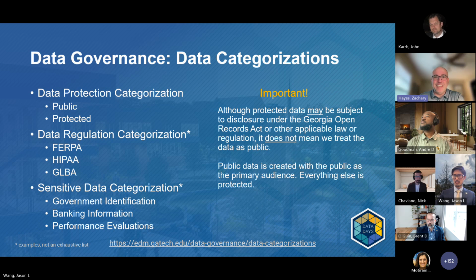Finally, we have a sensitive data categorization. This is one of our newer categorizations that was created within the last year or so. This is a defined list of data elements that really elevate more to a sensitive level. We need to be careful about if we're including these types of elements in things like emails or how it's being used, how it's being shared, etc. This would include things like government identification, banking information, performance evaluations, etc.